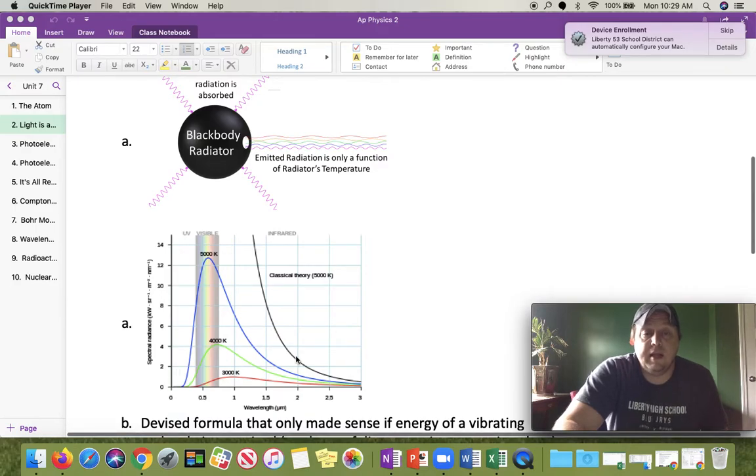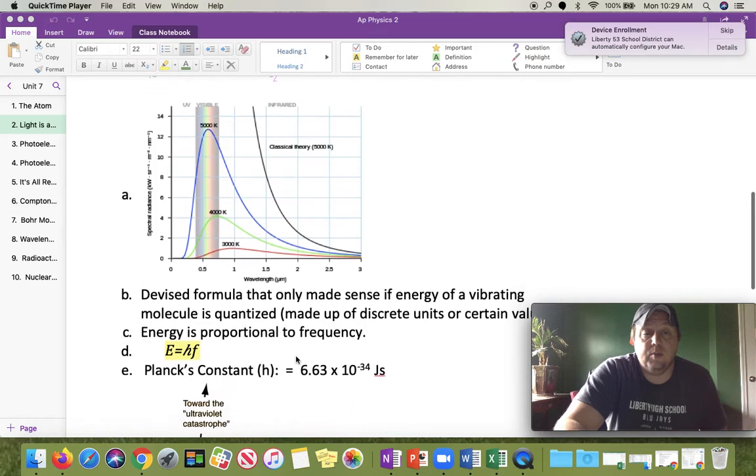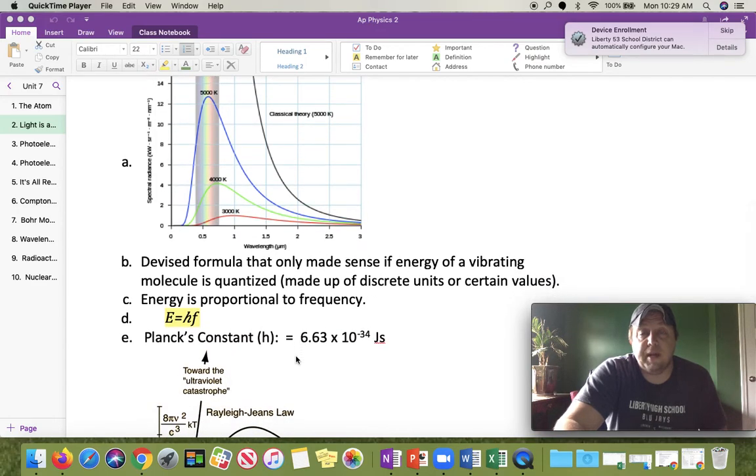Okay, and so basically what Planck said was, in order for this to make sense, instead of treating light as a wave, we need to treat it as discrete units, and we need to quantize those discrete units. So hence, this was kind of the start of quantum theory.